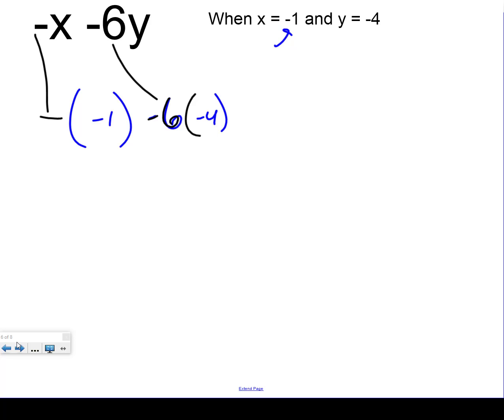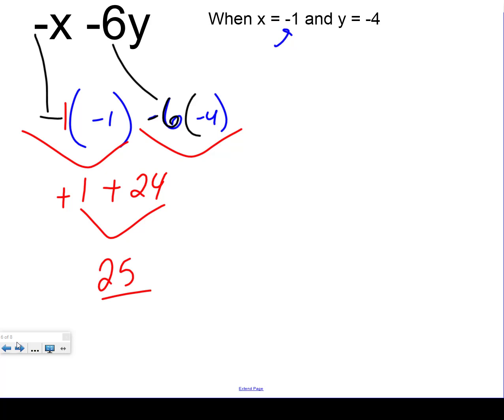Okay, so now we're going to take care of this problem from left to right. Again, this is multiplication and multiplication. This is an understood -1. Signs are the same. The answer is positive. 1 times 1 is 1. Signs are the same. Answer is always positive. 6 times 4 is 24. It's an addition problem. Signs are the same. Add and keep the sign. Positive 24. Final answer.